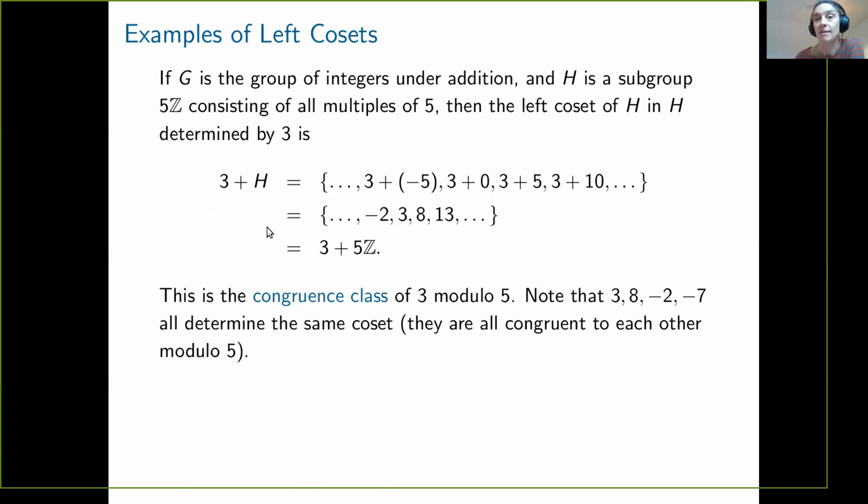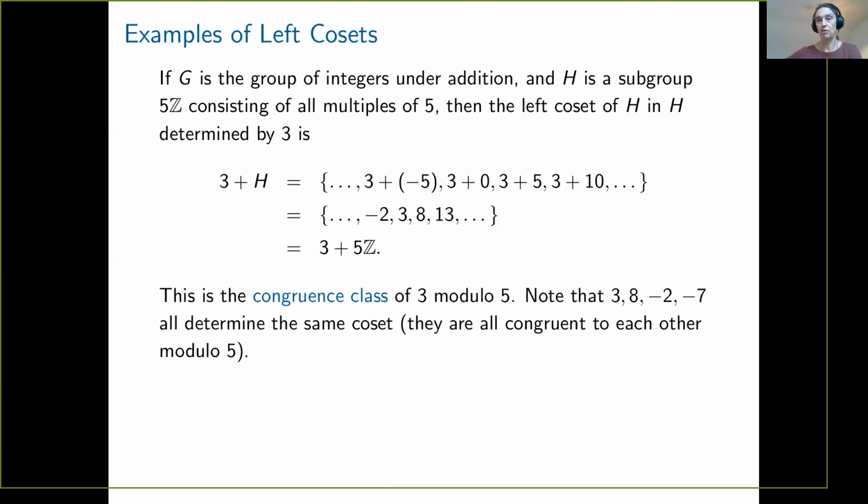So that's what the coset determined by 3 is for this particular subgroup of the integers, according to the definitions on the last slide. And of course, we might recognize it as something else we're familiar with: it's the congruence class of 3 modulo 5, the set of all integers that differ from 3 by a multiple of 5. We can think of it as taking the multiples of 5 spread along the number line, integers spaced 5 apart, and moving that entire set 3 steps to the right by adding 3 to everything in it.